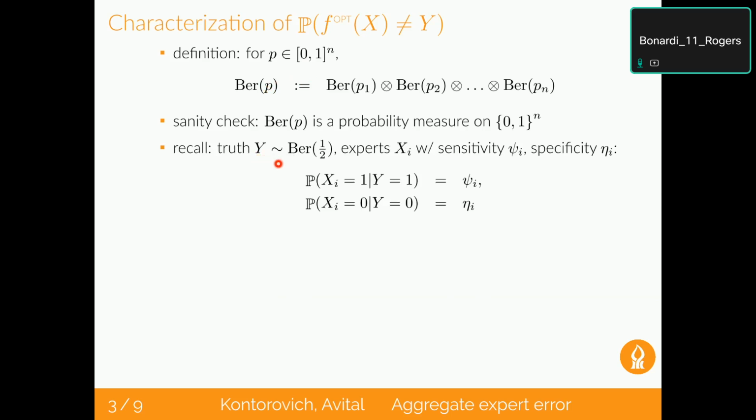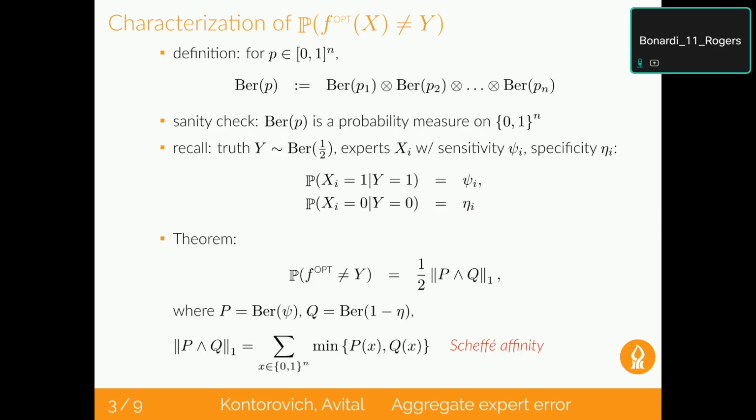Recall that we have a ground truth bit, which is Bernoulli half, and a sequence of random bits, conditionally independent given y, that are either Bernoulli with parameters psi_i, or Bernoulli with probabilities 1 minus eta_i. That depends on what the value of y is. That's our setting, and there's a very simple expression that captures exactly the probability of error.